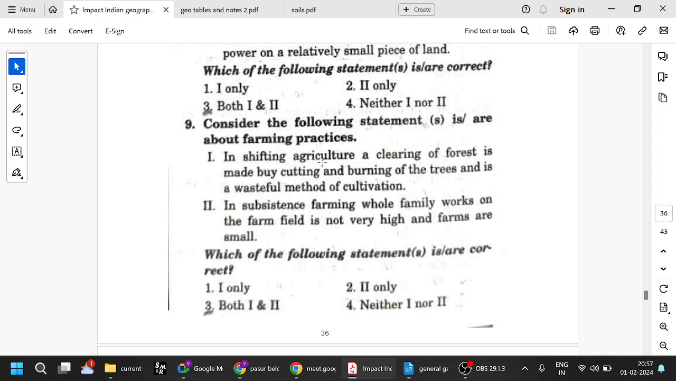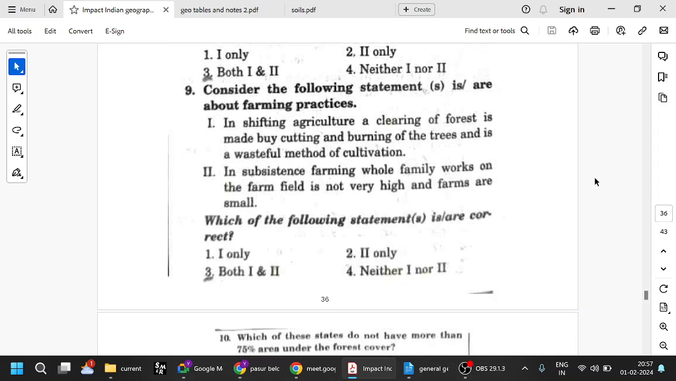In shifting agriculture, which is also called jhum cultivation or podu cultivation, clearing of forest is made by cutting and burning of trees, etc. And it is a very wasteful method. It is an ancient type of method. Okay, slash and burn, jhum, podu, etc. So it is not very encouraged because it creates a lot of environmental harm.